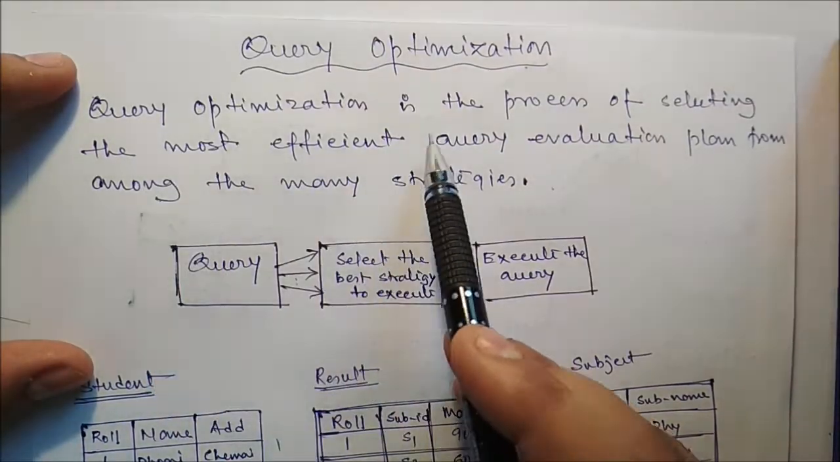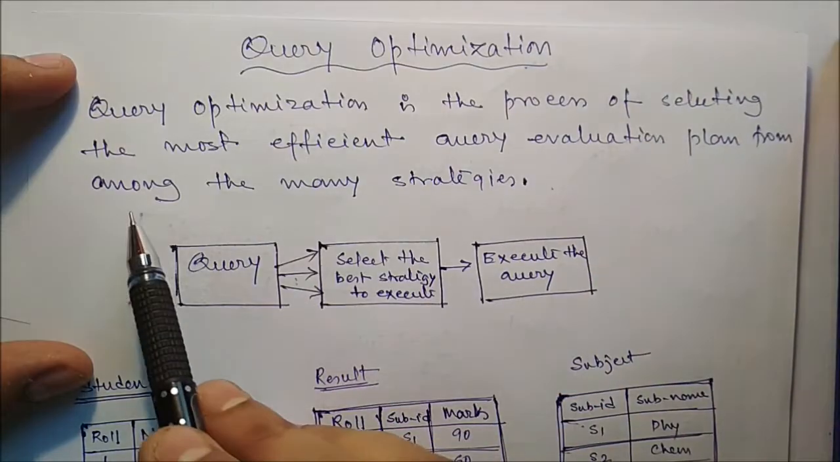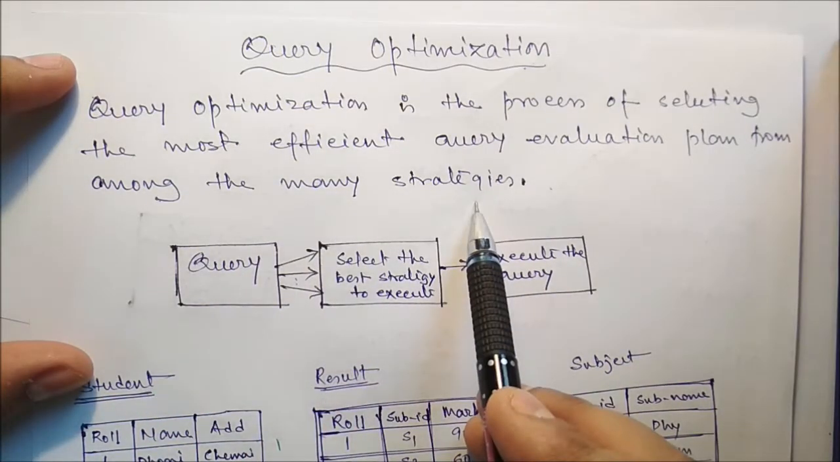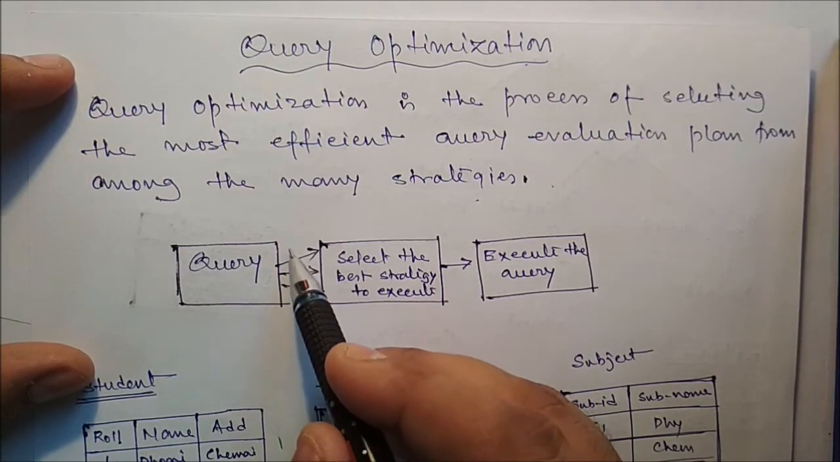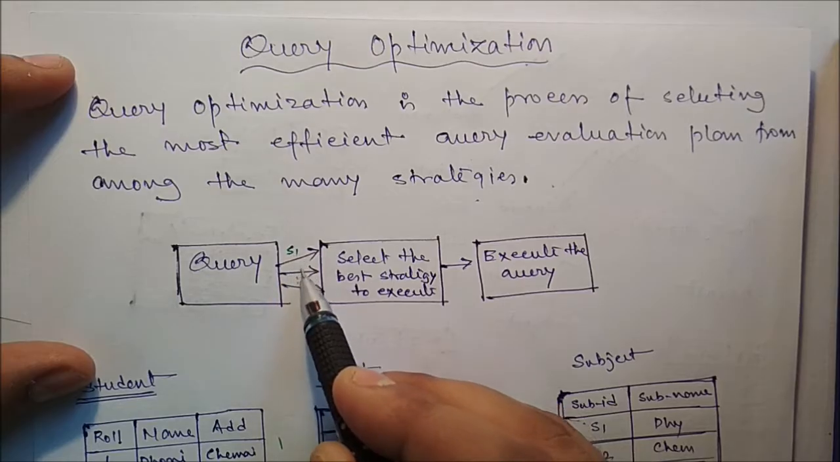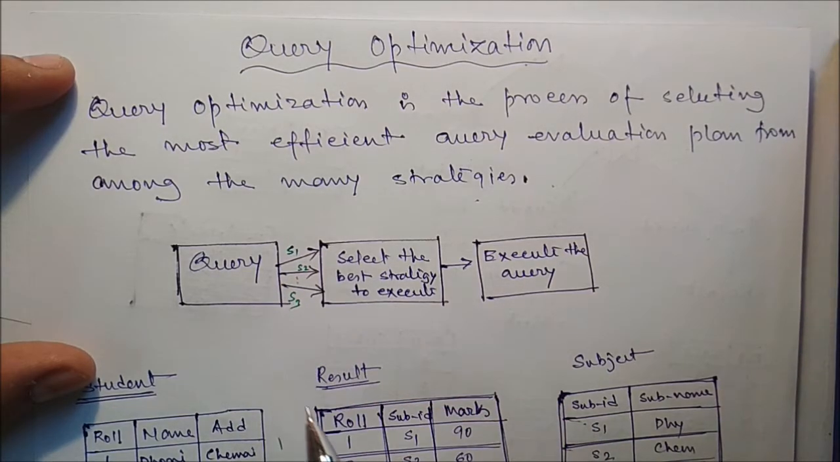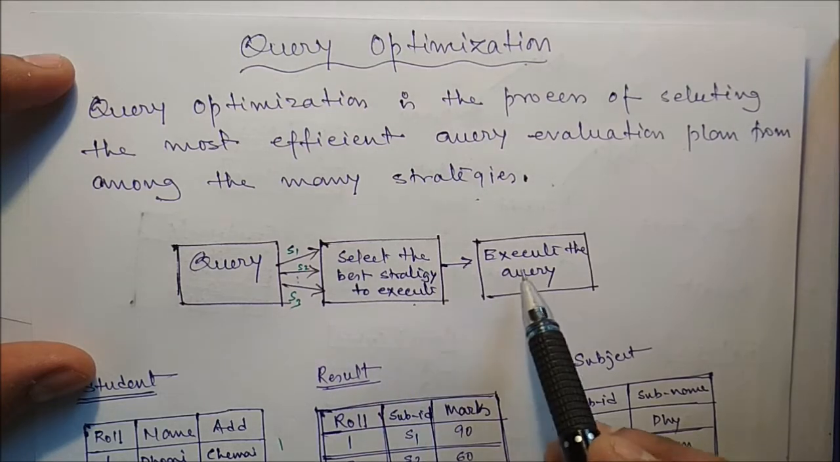Welcome back friends. Query optimization is the process of selecting the most efficient query evaluation plan from among the many strategies. Say our query is there. There may be lots of strategies for a single query, say strategy 1, strategy 2 and strategy 3. The query optimizer selects the best strategy to execute and then executes the query.